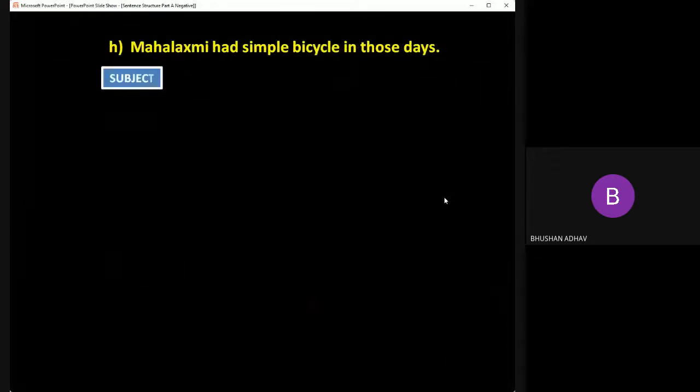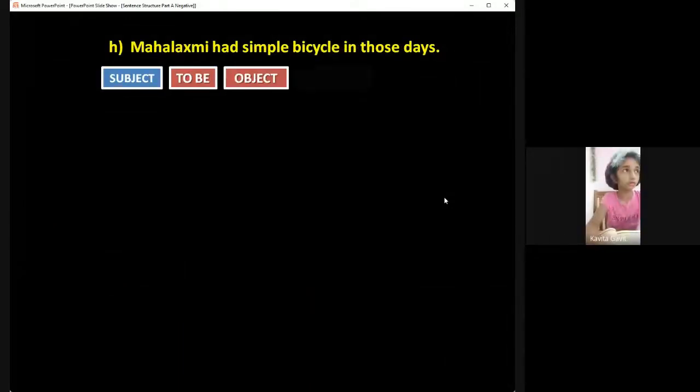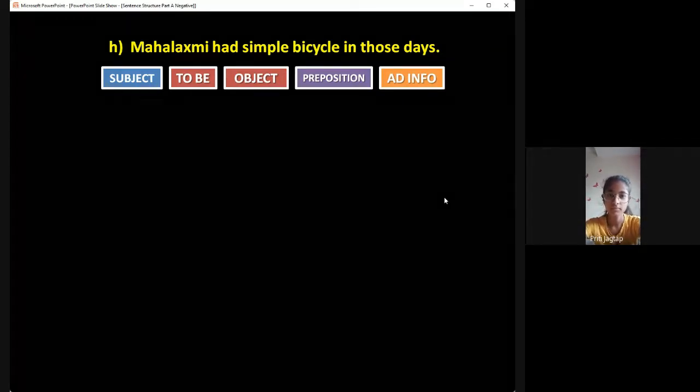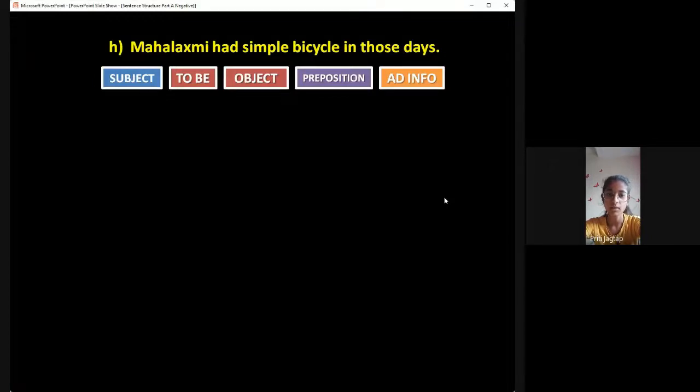Preeti ma'am, can you make this sentence into negative? Mahalakshmi doesn't have a simple bicycle in those days. Why doesn't? Why have you taken this? Why not did not have?